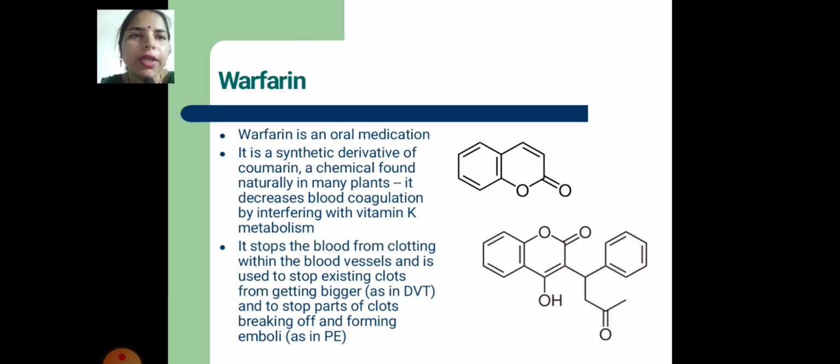It is a synthetic derivative of coumarin, a chemical found naturally in many plants, and it decreases blood coagulation by interfering with vitamin K metabolism. It stops the blood from clotting within the blood vessels, and it is used to stop an existing clot from getting bigger and to stop part of the clot breaking off and forming emboli, as in PE.